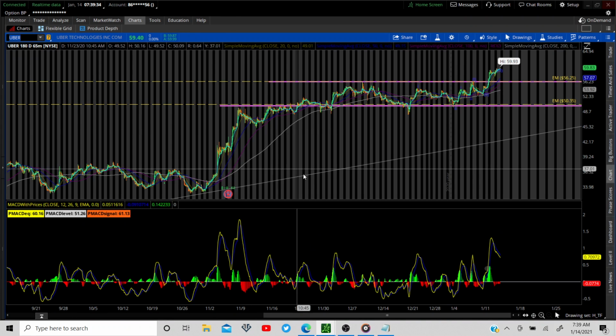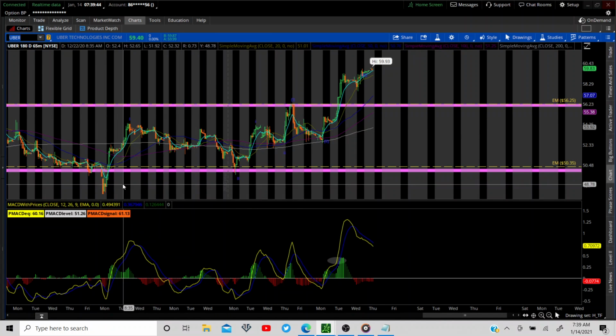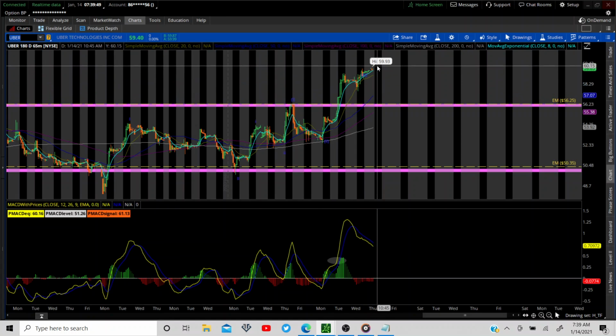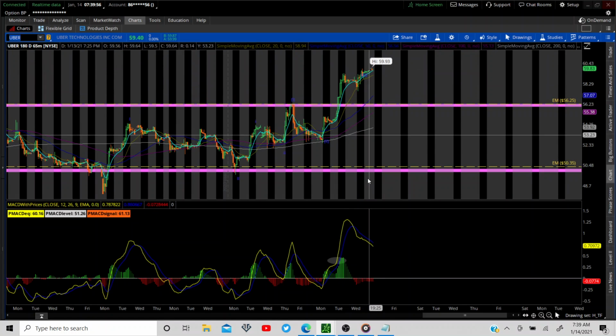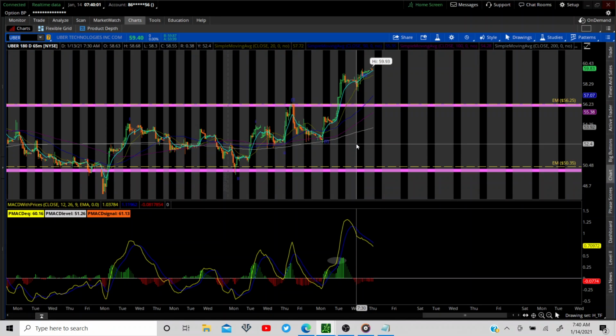Uber, our last one. Uber came out of this range and is breaking out. And it looks like it's on a wave 1, 2, 3, and grinding here, maybe gap up a little bit in the market, but this is moving up while our MA is resetting, so that's a really bullish sign. I wouldn't be surprised if we pull back to retest this area, but right now we're moving on up.